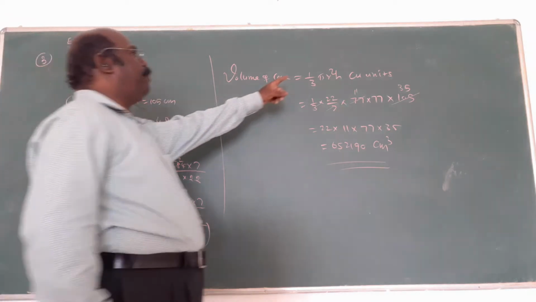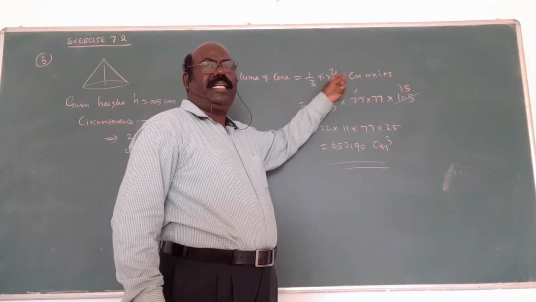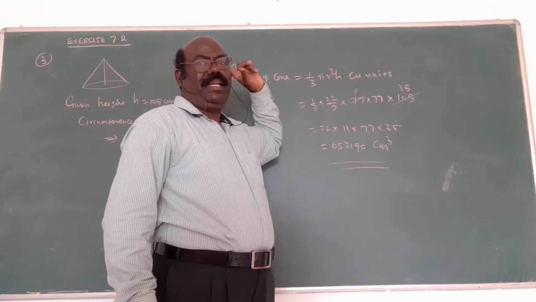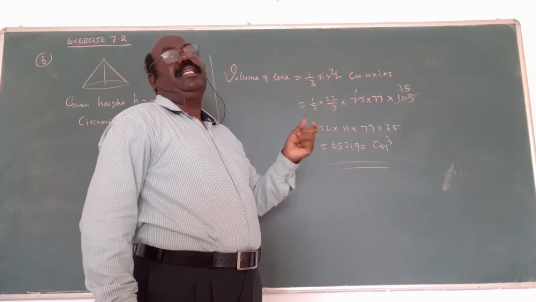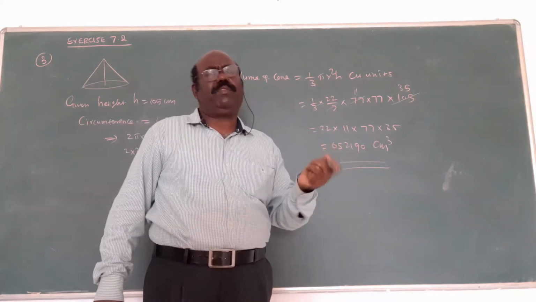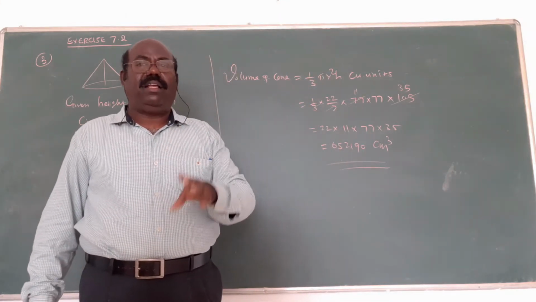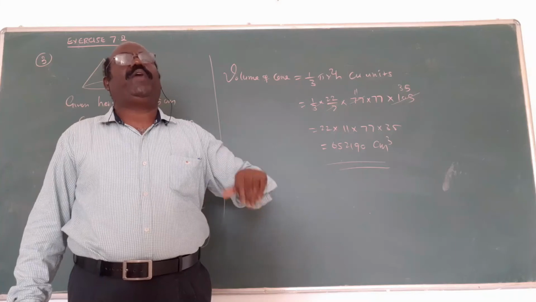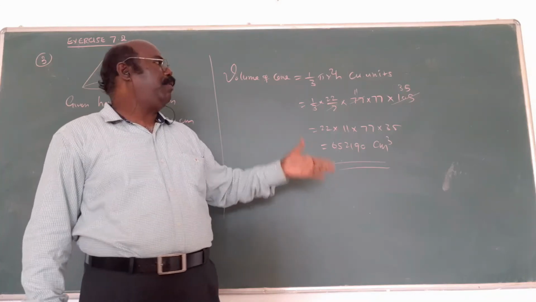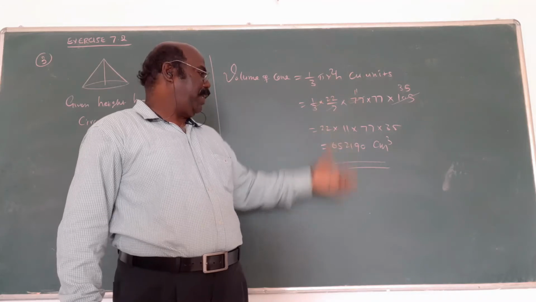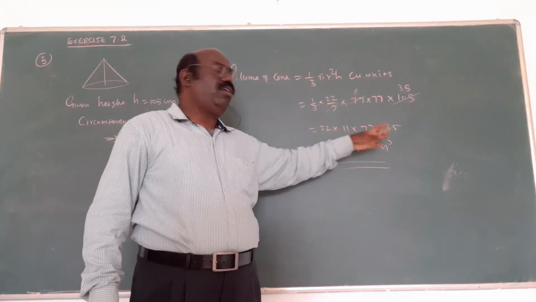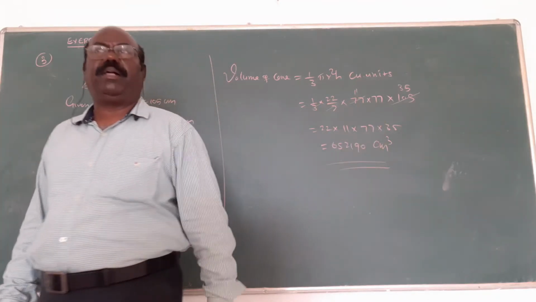Anyway, here the question clearly asks for volume. Formula for volume is 1 by 3 pi r square h. We need h and r. H is directly given, but r is not given directly. Circumference is given, and for circumference we have one more formula, 2 pi r. By using that formula, you find the value of R. Then in the formula for volume, substitute the R value and H value, and you get the answer 652190 centimeter cube. That's the formula.